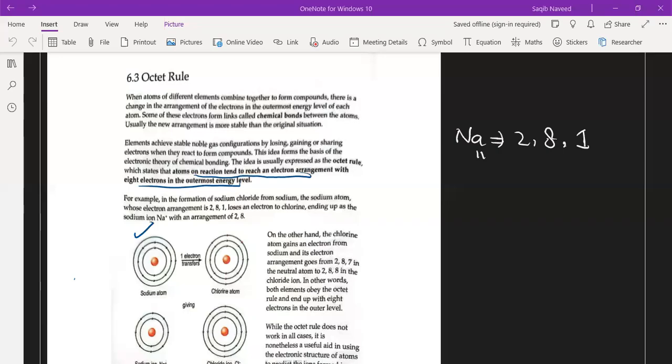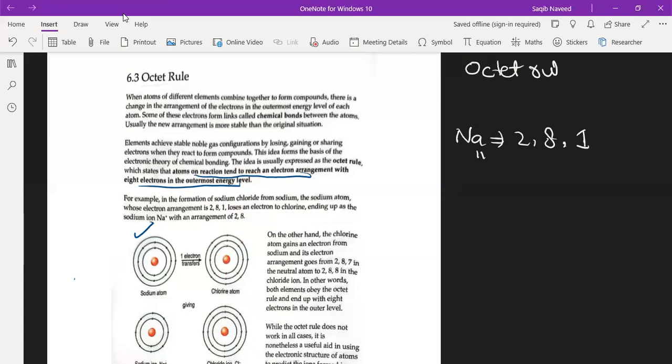So it starts with octet rule. What is octet rule basically? Octet rule is the concept which explains the cause of stability for any element. It states that when any atom has 8 electrons in its valence shell, then the compound or element will be stable. If any atom has 8 electrons in its valence shell, then the atom is going to be stable.